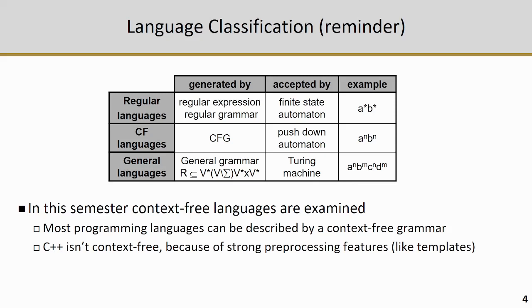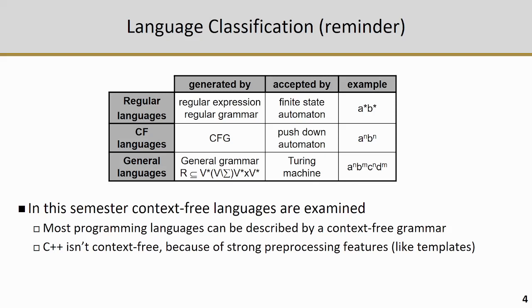It is important to note that we are focusing on context-free grammars, for which we have efficient parsing algorithms that, as you will see later on, can be executed on pushdown automata. And it is also important to note that most programming languages can be described by context-free grammars. For example, languages like Java, C#, JavaScript, and also C and C++, except the preprocessing part.